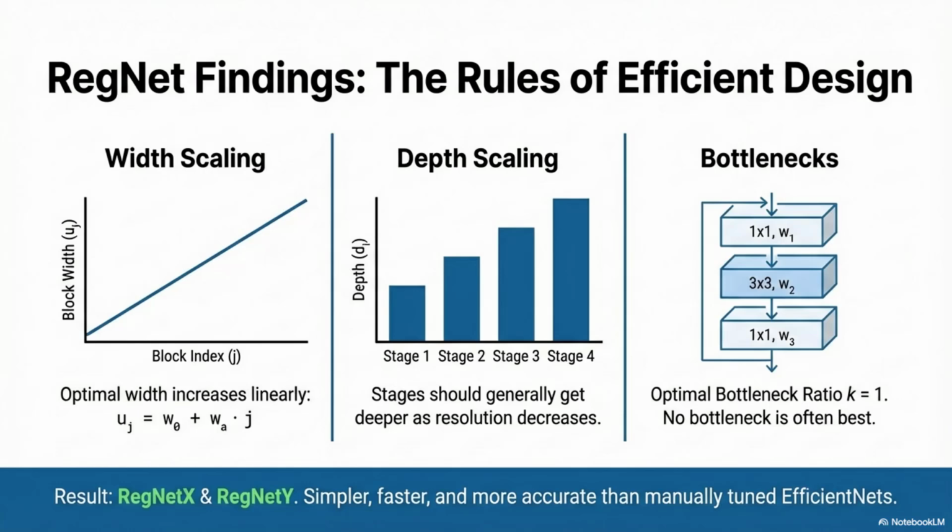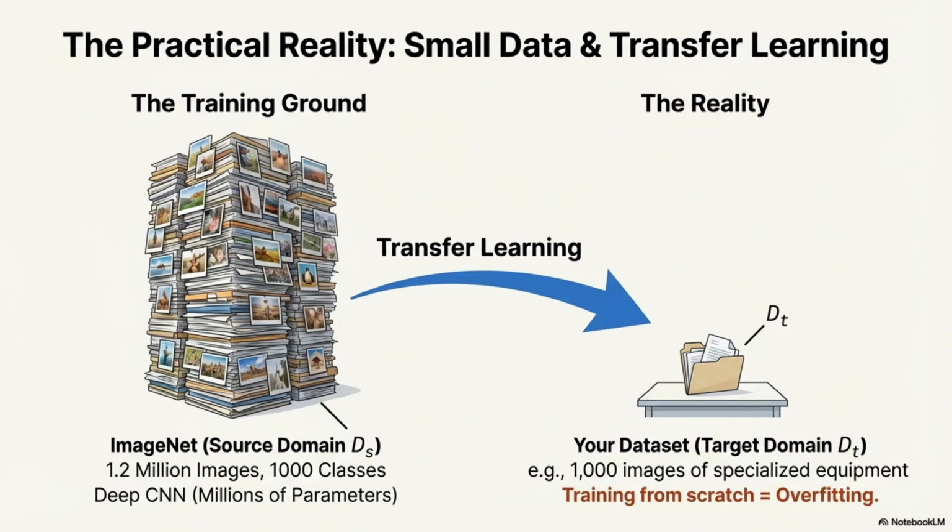Okay, so we have these incredible, scientifically designed architectures, but they're trained on massive datasets like AnyNet. What if you're, say, a hospital and you only have 1,000 medical scans? How can you tap into all this power? Well, the answer is transfer learning. And the core idea is really simple. Don't start from scratch. Take a model that has already learned to see the world from millions of general images on AnyNet and then adapt that powerful pre-existing knowledge to your own specific, much smaller dataset. This saves an enormous amount of computational cost and, crucially, it helps prevent overfitting.